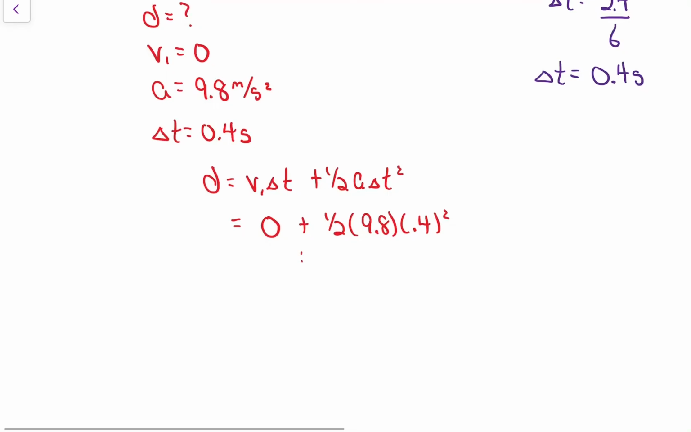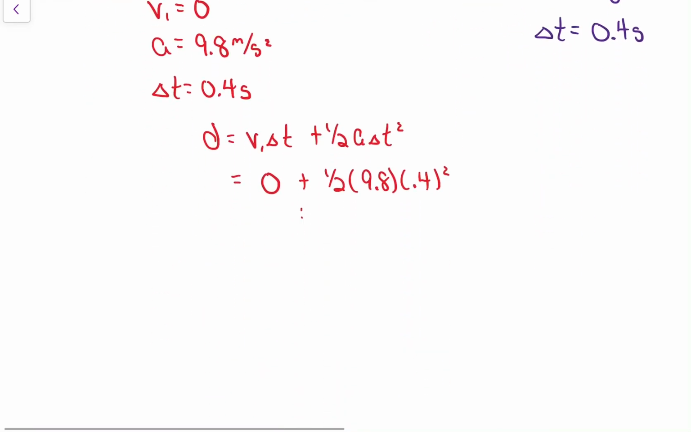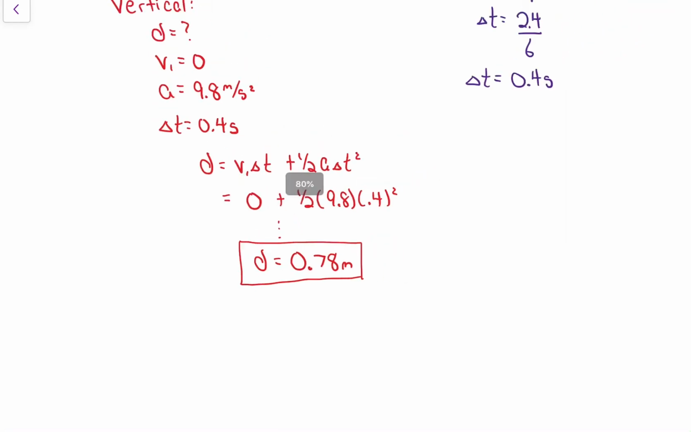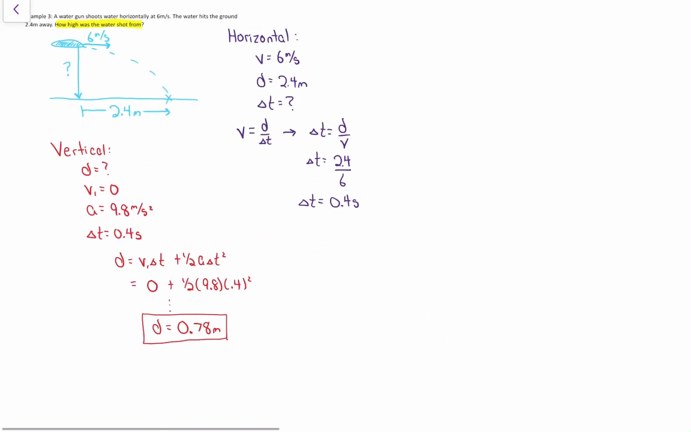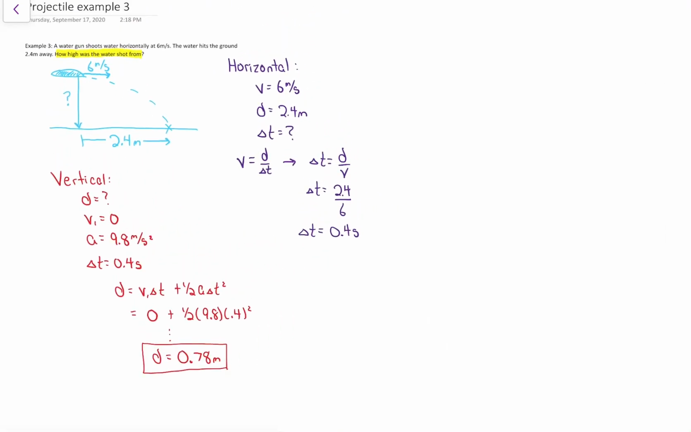You can get your calculator out and check that, but when I clean that up, I get, within some rounding, 0.78 meters. So if we go back and answer our question, how high was the water shot from? The water was shot from 0.78 meters.